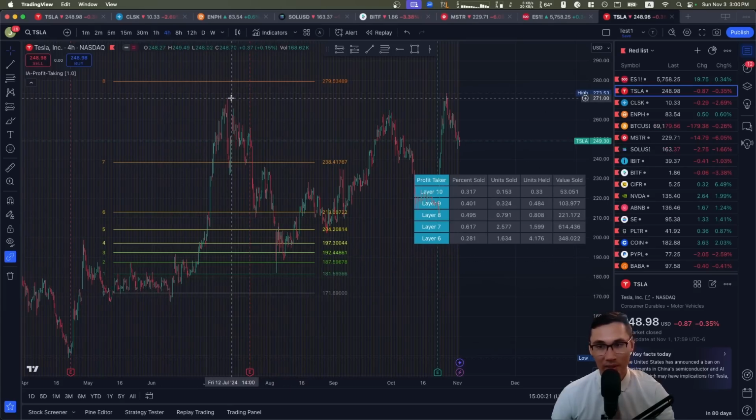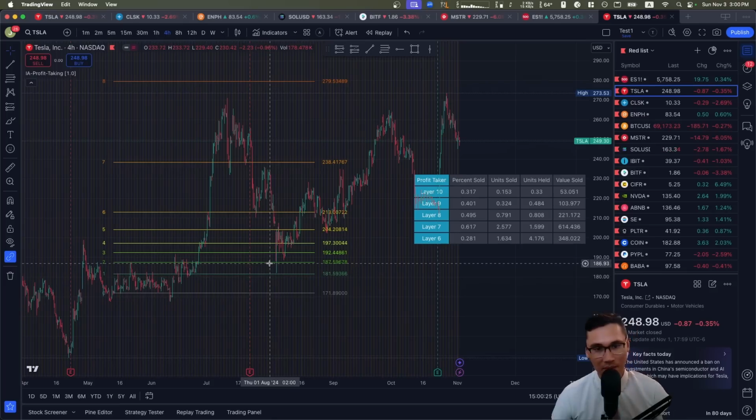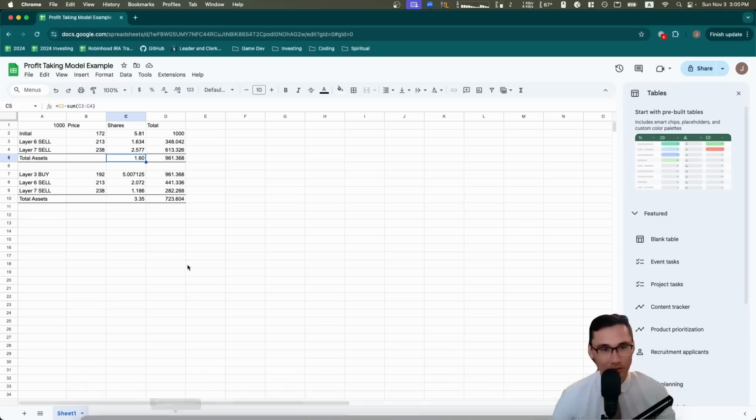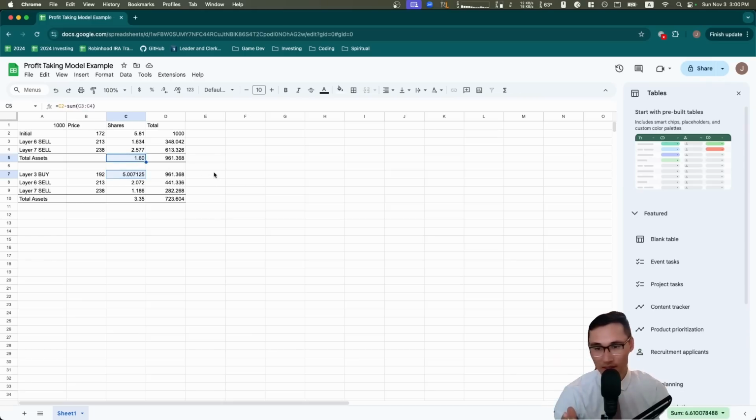We just ran all the way up to 270. We're back down below 200. I'm looking to buy and add back to my position. Use those profits that I made to buy more shares. So let's say I got in conservatively, let's just say at layer 3. So 192. Back into the chart, we have a buy at 192 with our $961. So we were able to buy 5 shares with our 961. So that brings our total shares up at this point. We're sitting on 6.6 shares.